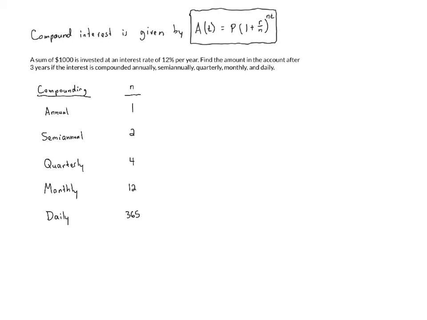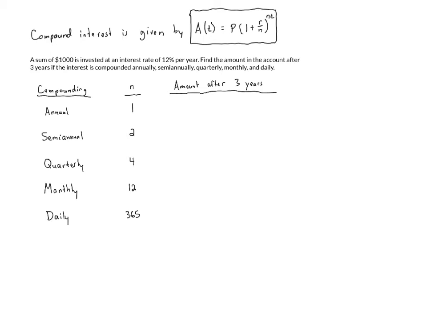We will not put 366 to account for a leap year or anything like that. We're just going to assume that there's not a leap year. In fact, in some situations, they use 360 for daily, because it is a more round number to use, but we're going to use 365 to do the actual calculation. And then for each of these, we have to determine the amount after 3 years. So we're going to use this formula, and we're going to set it up for each of these situations, and then use a calculator to do the calculations.